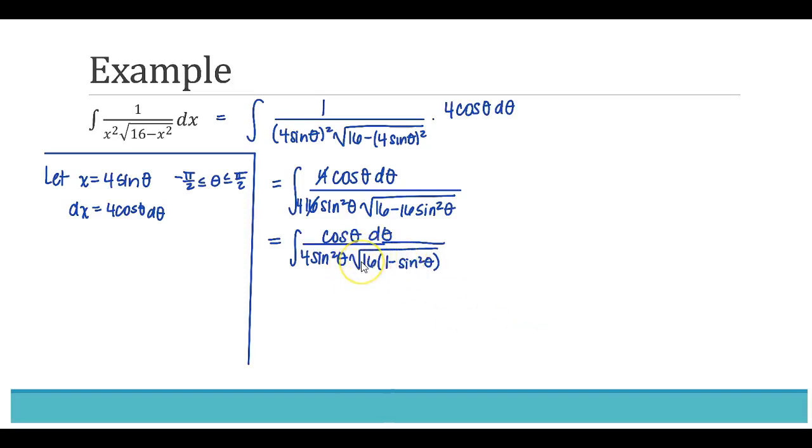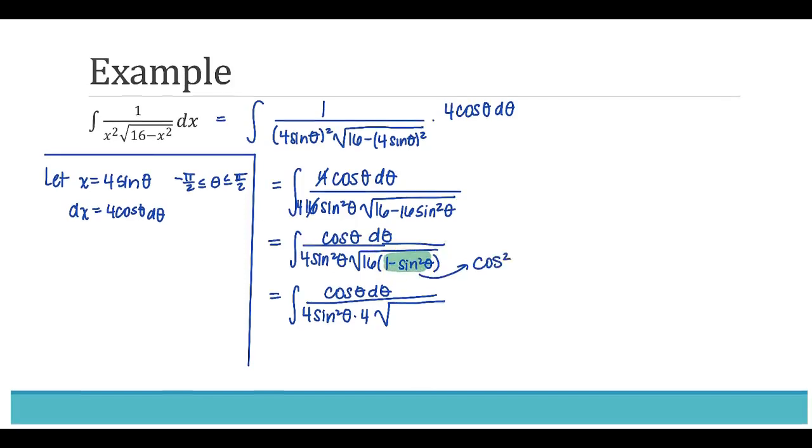So the square root of 16 is just positive 4. So what's going to happen here is I'm going to have this cosine theta d theta still. I have 4 sine squared theta. And then the square root of 16, as I said, is positive 4, so there's a positive 4. And then what I have left is the square root of 1 minus sine squared. Well, we have a Pythagorean identity here that says that 1 minus sine squared is cosine squared theta.